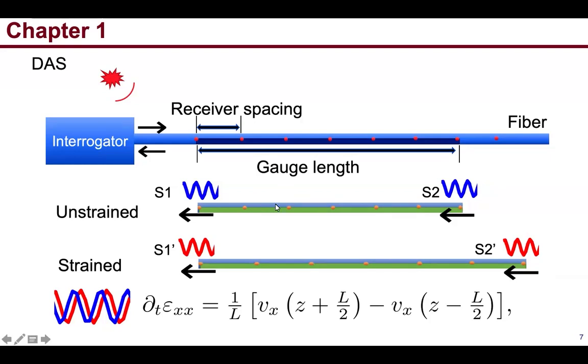This is the principle of DAS. DAS is mainly measuring the time delay and the frequency shift of the back scattered light in the fiber to measure the strain of the fiber. When the seismic wave hits the fiber, it will generate a strain in the fiber. By continuously measuring this phase shift of the back scattered light, it can measure the strain of the fiber. This is mainly the principle. Compared to the traditional displacement measurement or velocity measurement, DAS measures the strain or the strain rate.